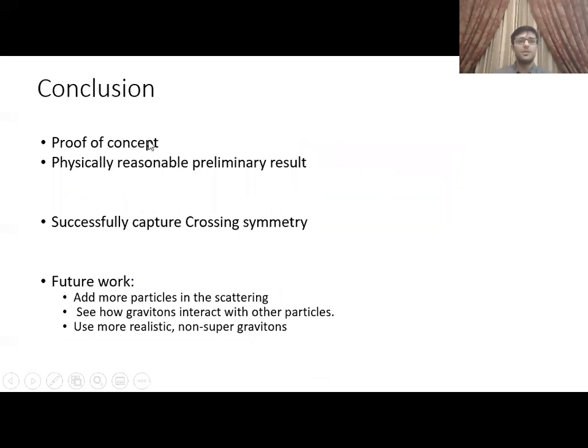In conclusion, we have demonstrated quite successfully a proof of concept that, yes, indeed, you can train neural networks on quantifying quantum interactions and scattering. And we are getting physically reasonable results. So that's pretty good. We've yet to capture crossing symmetry, but perhaps that is in tuning the hyperparameters itself.